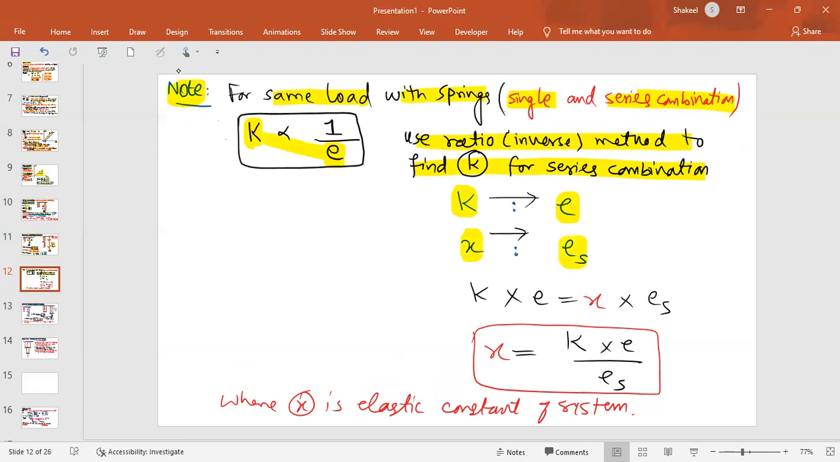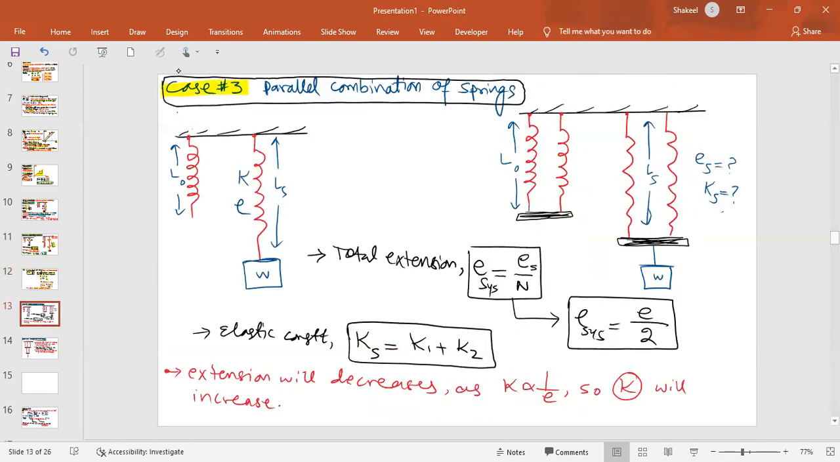So as K and E are inversely proportional, we are linearly multiplying them, like K into E equals X into ES. That is, when inverse proportionality is there, we use the ratio method, we linearly multiply them. So from here, you can find the value of X, and X is actually the elastic constant of the spring in series combination. Okay, so now case 3, which is the parallel combination of the springs.